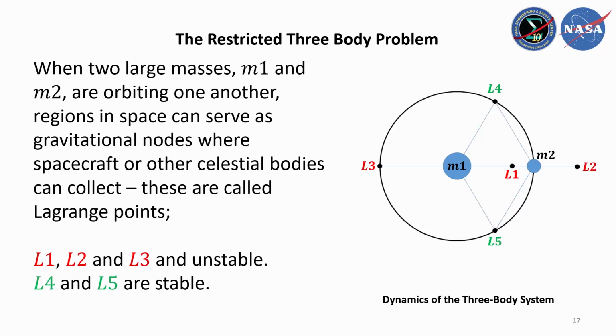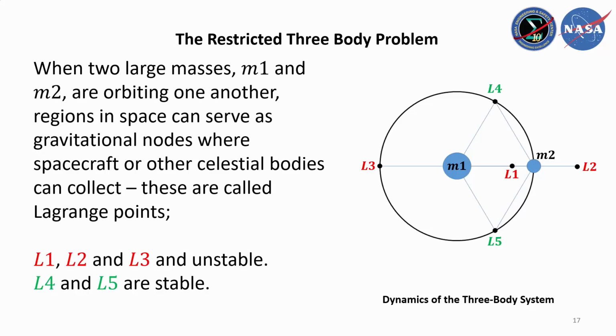In such a system, there are regions in space around the two primary bodies that can serve as gravitational nodes where spacecraft or other celestial bodies can collect. These are called Lagrange points. There are 5 such points. L1 through L3 are referred to as the collinear points as they lie along the line that passes through the two primary bodies. These points are unstable. Lines connecting L4 and L5 with the primary bodies form an equilateral triangle.